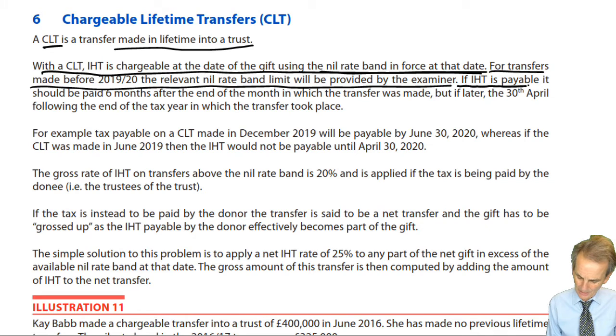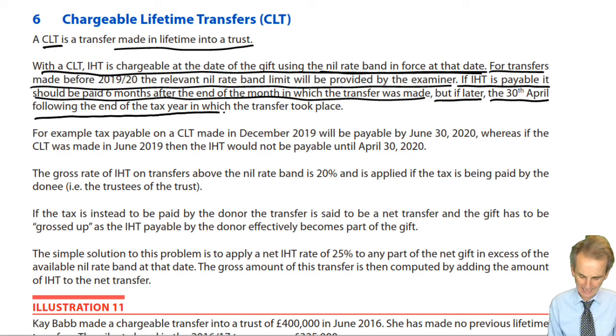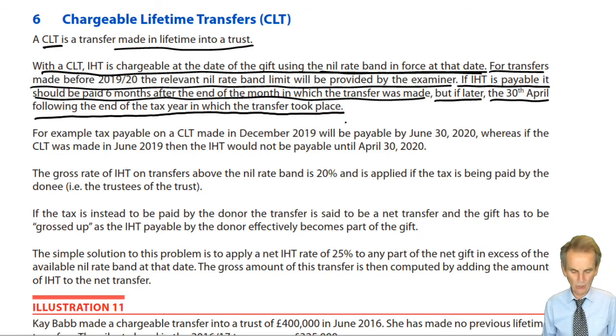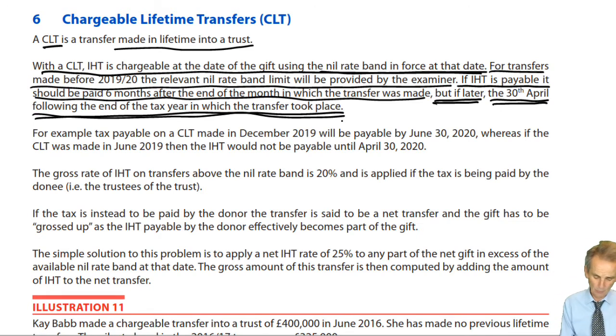If IHT is payable, it should be paid 6 months after the end of the month in which the transfer was made, but if later, the 30th of April following the end of the tax year in which the transfer took place. So a little example provided here for us.